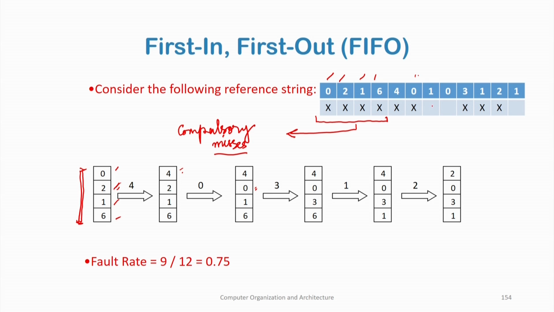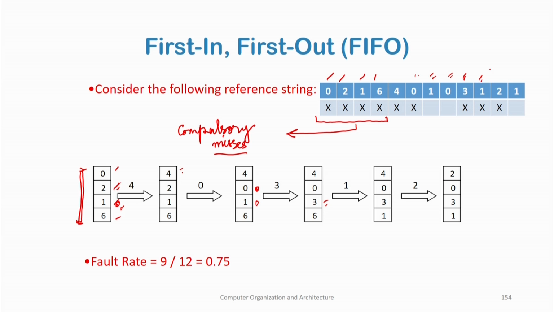Then what happens? 1 is referenced again. This 1 does not result in a miss. This 1 is already there in main memory. Then 0. This also does not incur a miss, 0 is already there in memory. Then 3 is accessed. When 3 is accessed, 3 is not there in physical memory. Whom will it replace? It will replace the oldest one, because 2, 0, 1, 6 was the order, and 2 and 0 have already been replaced. So, now the oldest is 1. So, 3 replaces 1.